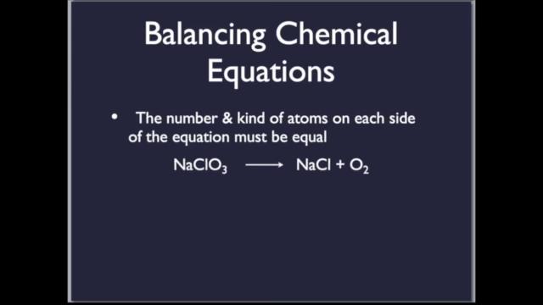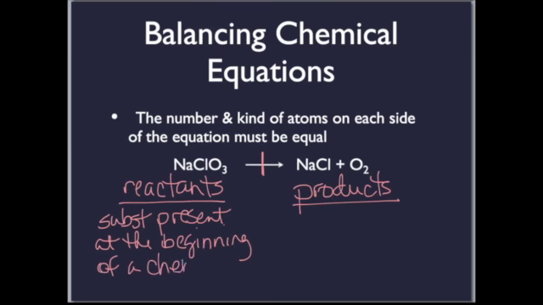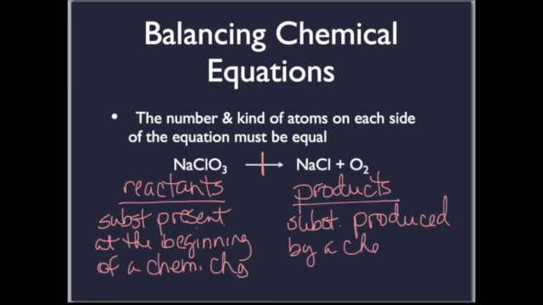On the left side of the arrow, which is our dividing sign in an equation, these things are called the reactants. And on the right of the arrow, we have products. Reactants are the substances present at the beginning of a chemical change. The products are the substances produced by a chemical change.